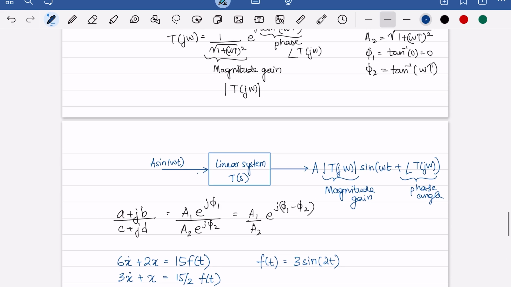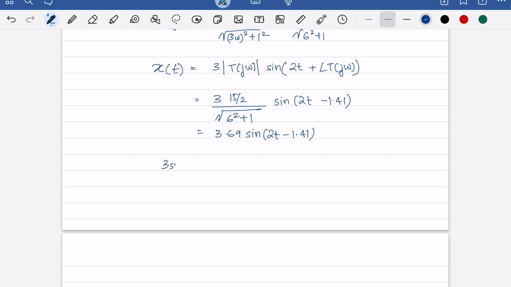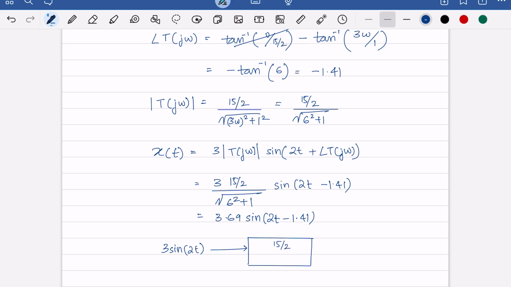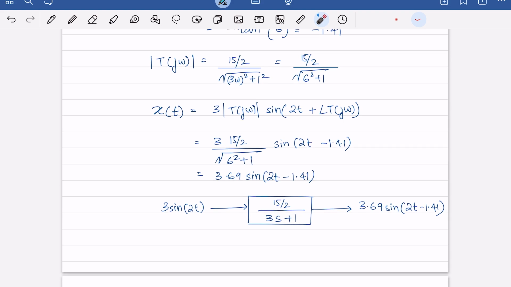And effectively, based on this result, we are showing that given an input of 3 sine of 2t to a system whose transfer function is 15/2 divided by 3s plus 1, it gives us an output of 3.69 sine of 2t minus 1.41. So the amplitude has been multiplied by something. This is the resulting amplitude, and the gain is what we had calculated here. Whatever the oscillating frequency was, 2t exists as it is, but now there is a phase shift, which in this case is minus 1.41. Maybe I shouldn't say phase gain because gain is used for multiplication. There's a phase angle given by minus 1.41. Okay, I hope that was clear.